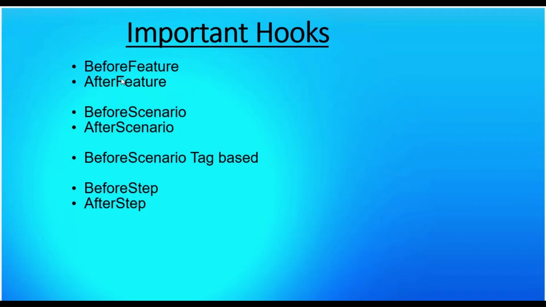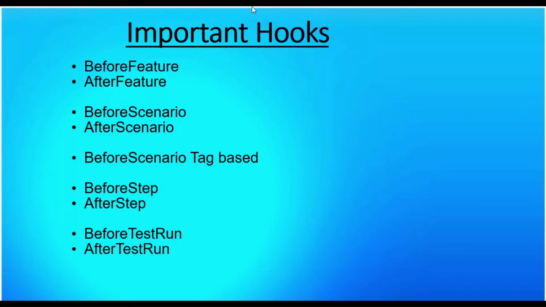So for example, before feature and after feature, before step and after step, and next we have before test run and after test run. These hooks we will use in the next tutorial while working with the ExtentReport. I mean, while generating the ExtentReport, we will be using before feature and after feature, before step and after step, and before test run and after test run. So these are the hooks we'll be using in the next tutorial while implementing the ExtentReport. So now let us implement before scenario, after scenario, and before scenario tag based. These are the three hooks we will be implementing in this tutorial.